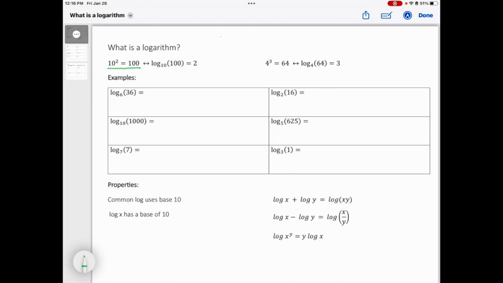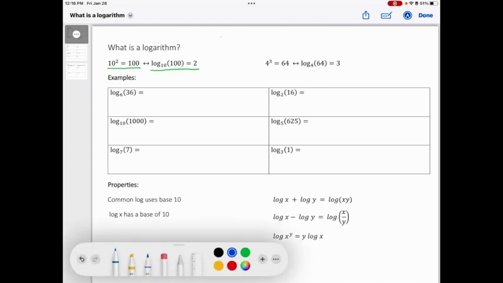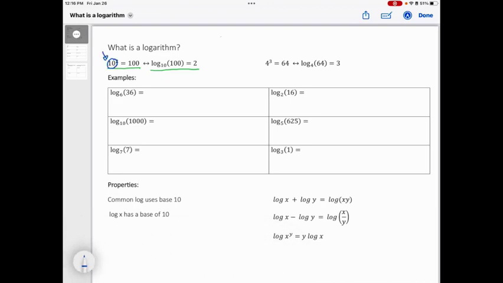This right here that I underlined in green is a statement that's in exponential form. We know that 10 squared is equal to 100. We can write that in logarithmic form like this. So let me color code this for you. The 10 here is the base. And whatever the base is, that's going to go right here.